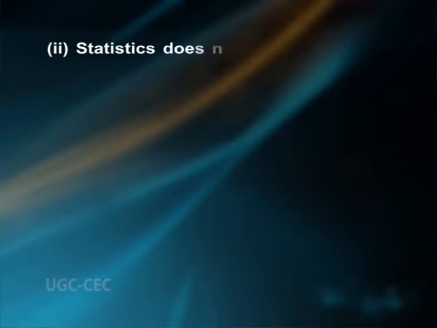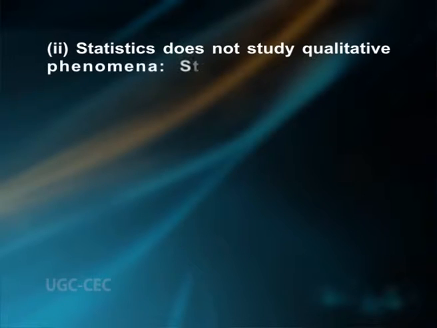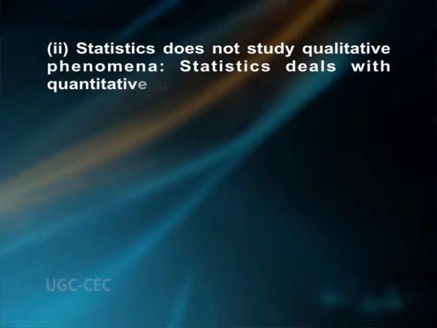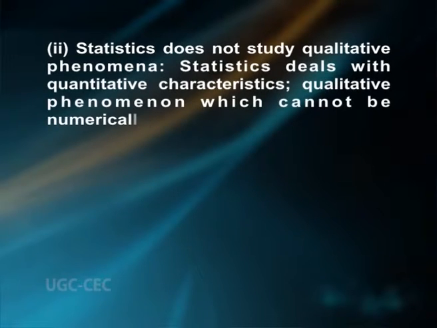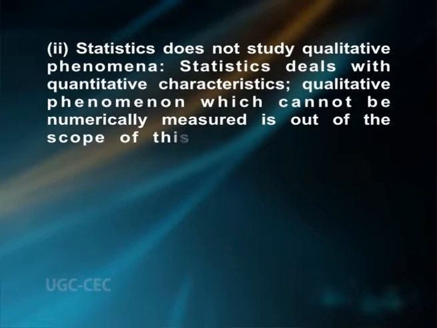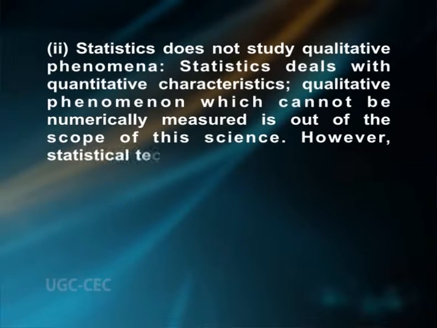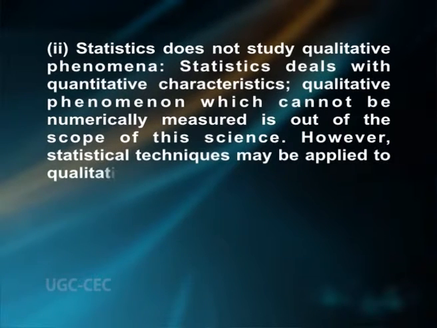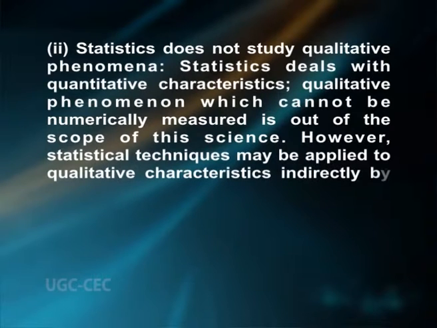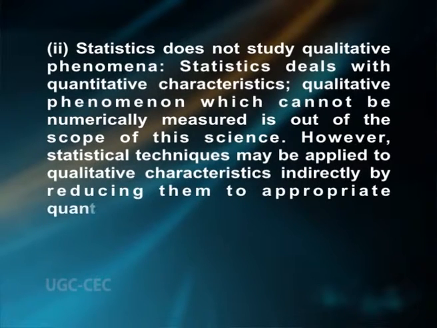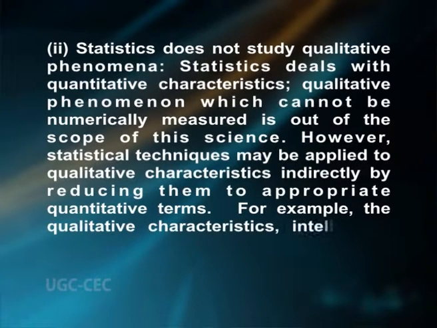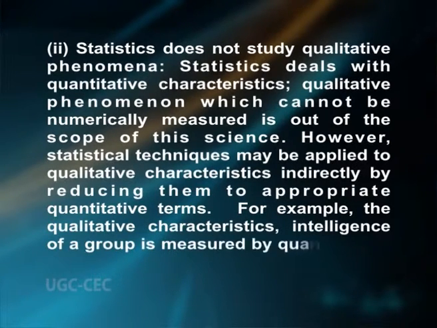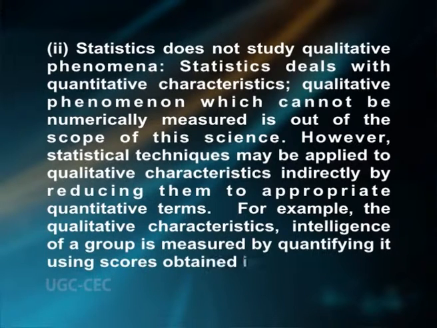2. Statistics does not study qualitative phenomena. Statistics deals with quantitative characteristics. A qualitative phenomenon which cannot be numerically measured is out of the scope of this science. However, statistical techniques may be applied to qualitative characteristics indirectly by reducing them to appropriate quantitative terms. For example, the qualitative characteristic intelligence of a group is measured by quantifying it using scores obtained in some tests.